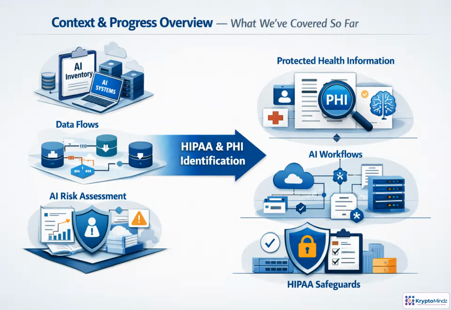At this point, the groundwork is in place. We've inventoried AI systems, traced data flows, and classified AI risks. With HIPAA applicability and PHI locations now clearer, we can translate safeguard requirements into concrete controls for AI platforms.